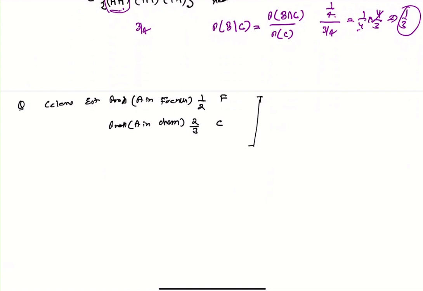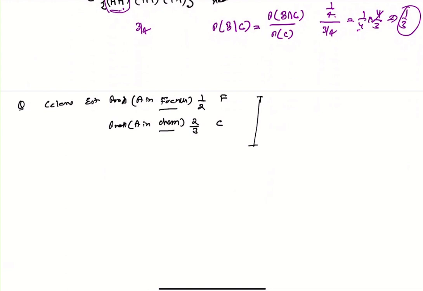So if she takes French, then the probability of getting an A is half. If she takes chemistry, then the probability of getting an A is 2/3. But whether she takes French or chemistry is based on the flip of the coin. So if she flips a coin like that, what is the probability that she will get an A in chemistry?